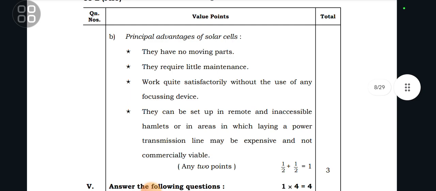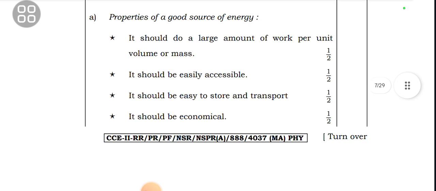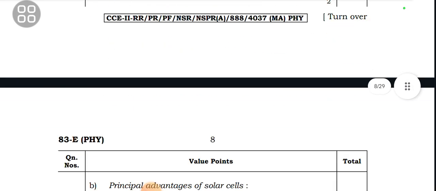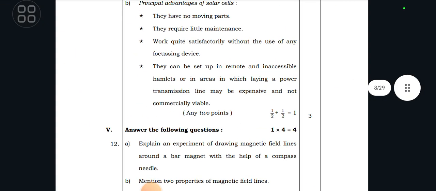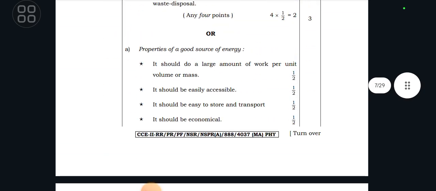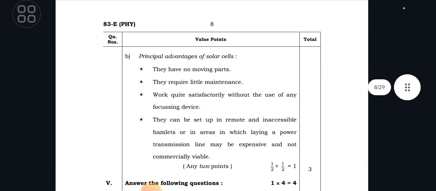Here the question they ask regarding properties of a good source of energy. You should write a minimum of any 2 points they ask. 1 point is for half marks, another point is for half marks. Means here half and half, 4 times half is equal to 2, and below they have half points.